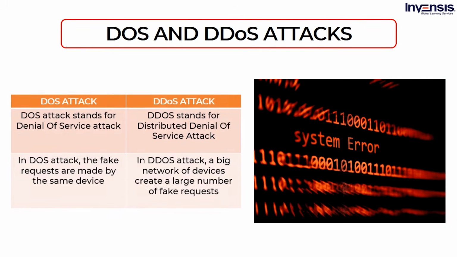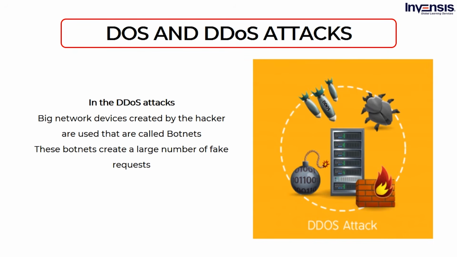The DOS attack stands for Denial of Service attack. DDoS stands for Distributed Denial of Service attack. In a DOS attack, the fake requests are made by the same device to overwhelm the website, causing it to crash. In a DDoS attack, a big network of devices creates a large number of fake requests and together requests the server at the same time. In a DDoS attack, the big network of devices created by the hacker are called botnets. The botnets create a large number of requests, and together all request the server at the same time.